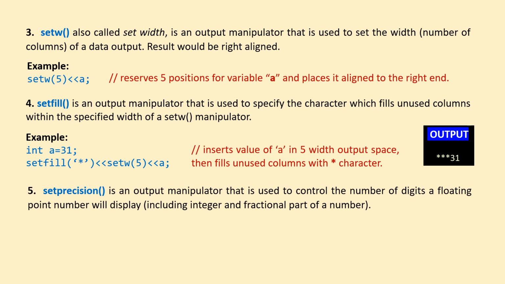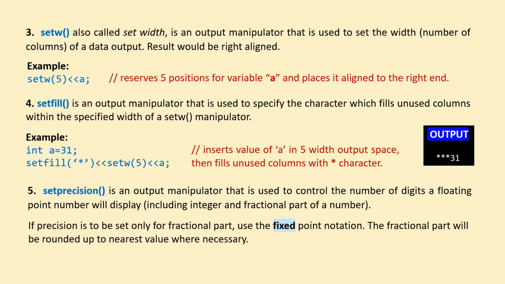Number 5. The setprecision function. It is an output manipulator that is used to control the number of digits a floating point number will display, including integer and fractional part of a number. If precision is to be set only for the fractional part, use fixed point notation. The fractional part will be rounded up to nearest value where necessary.